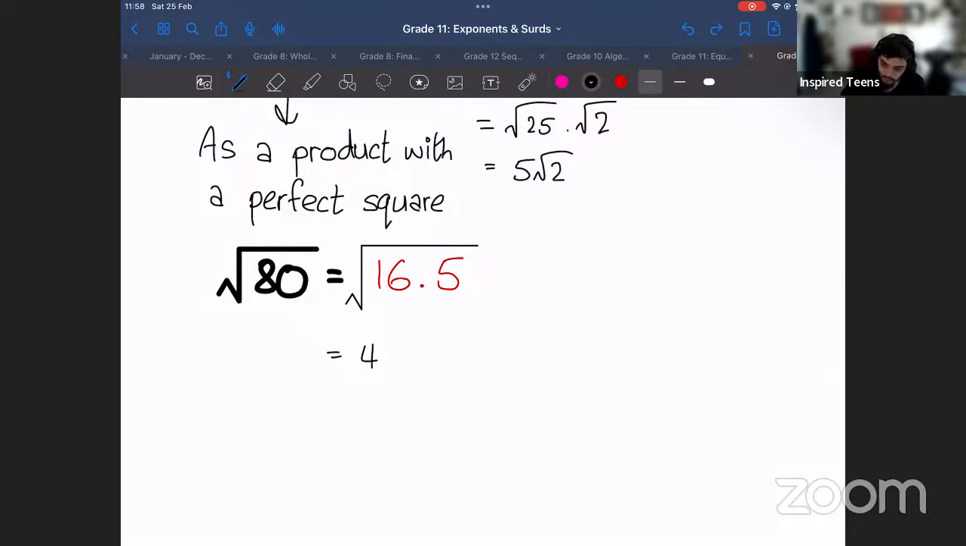16 outside of the square root is 4. 16 inside of the square root is 16. So, 4 root 5. Again, you could put square root 80 in your calculator. It would give you the simplest form.